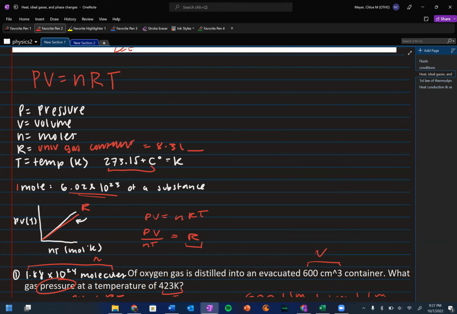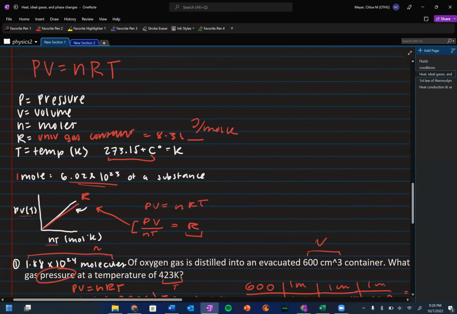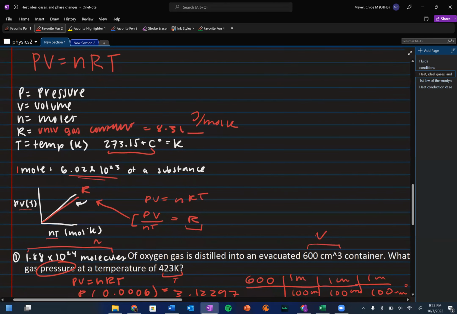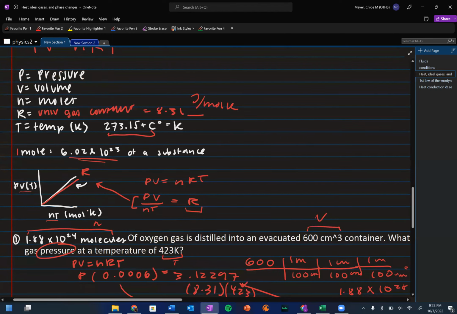And so this graph over here is a PV over nT graph. Since the slope is PV over nT, which is right here, the slope is R, which means it's a constant. And so it's going to be 8.31 joules per mole K. You use that in your equation, and temperature is going to be measured in Kelvin, like I mentioned earlier: 273.15 plus the Celsius degrees is going to be Kelvin.